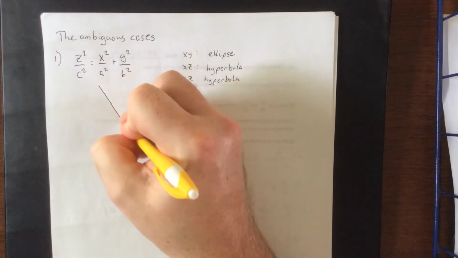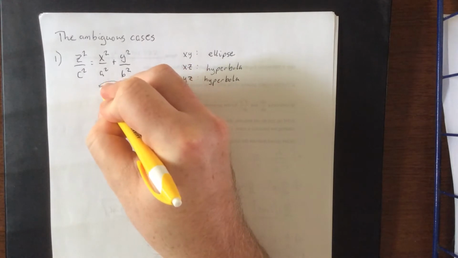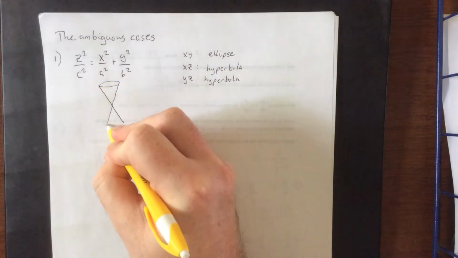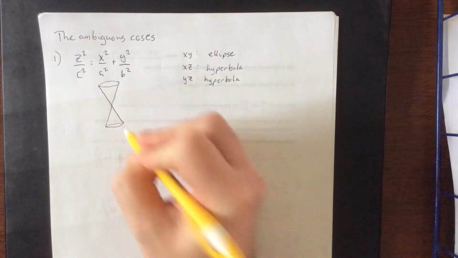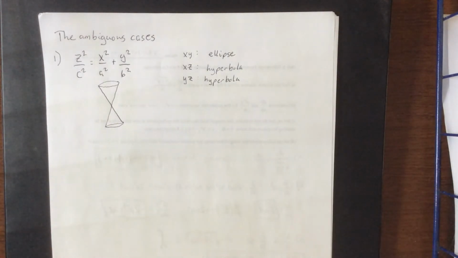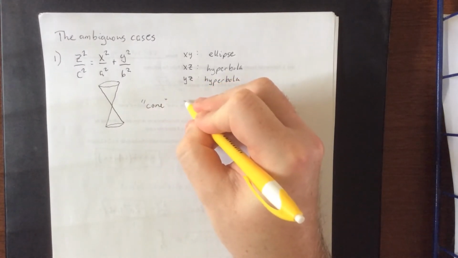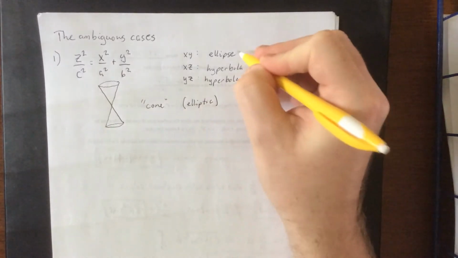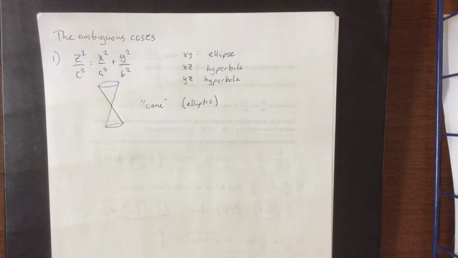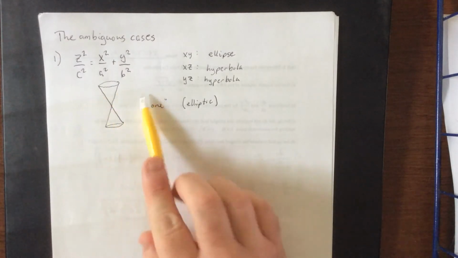I'm going to do my best to draw it. This is known as a fantastic mechanism for ice cream. This is known as a cone, or more specifically, the elliptic cone, because cross-sections are the ellipse. Now that means that if I were to cut it straight across, cross-sections would be ellipses.